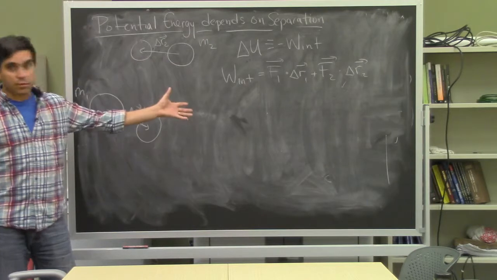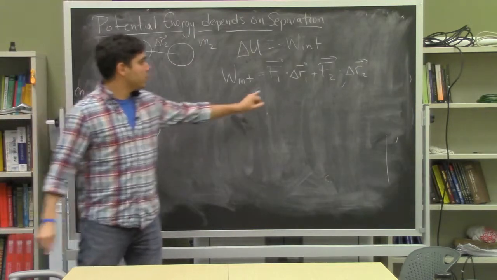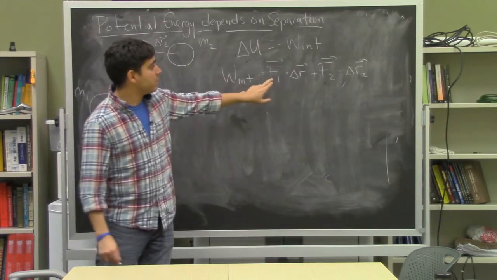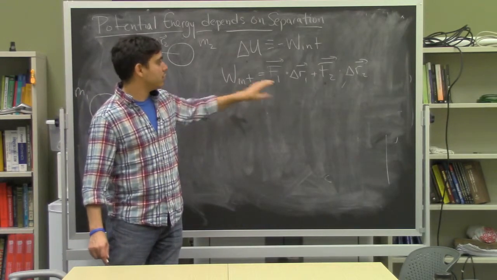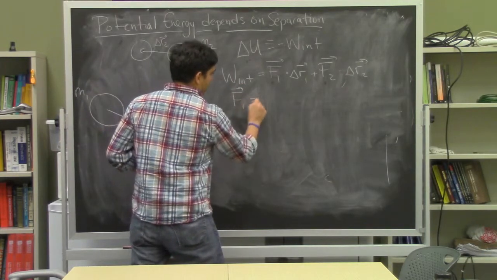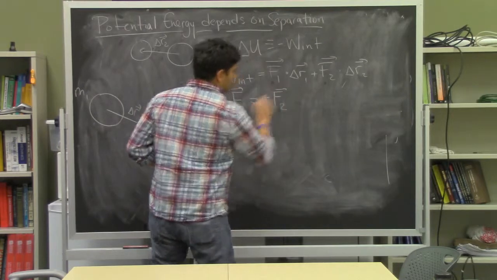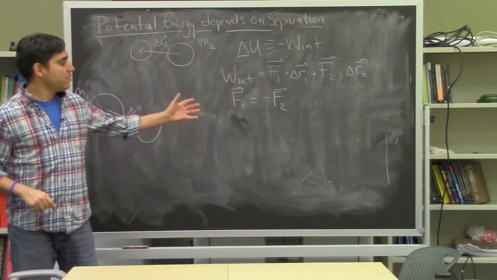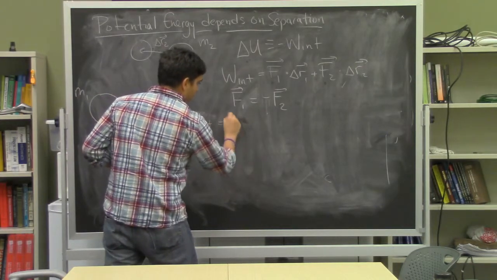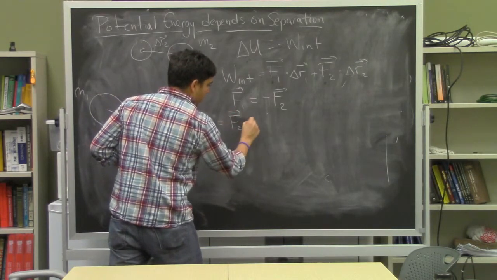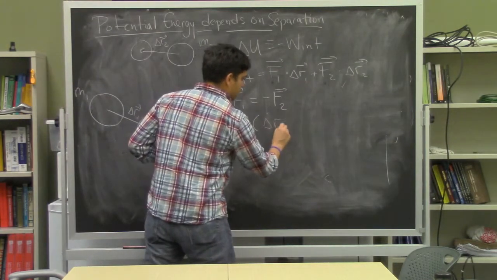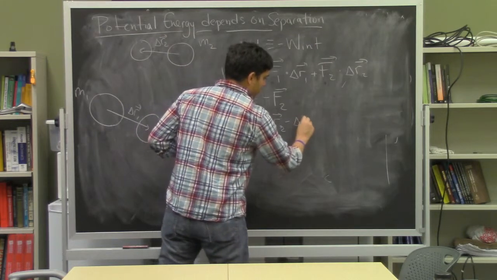Through Newton's third law, we know that the force that object 1 exerts on 2, namely F2, is the same size but in the opposite direction as the force that object 2 exerts on 1, namely F1. So we can write down F1 is minus F2. We can put this into our work calculation, and we find that the work is actually F2 dotted into the difference in these two displacements, delta R2 minus delta R1.